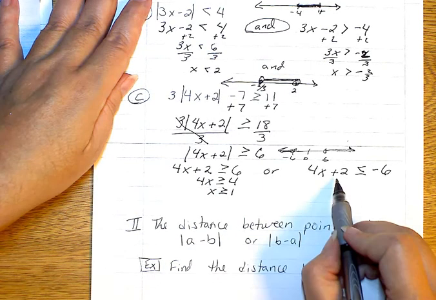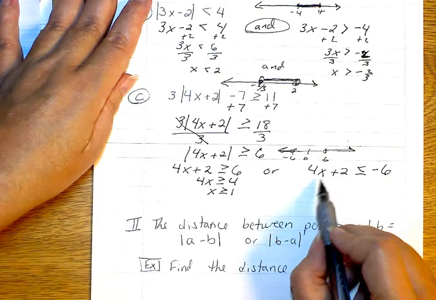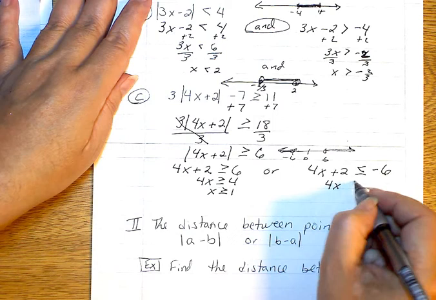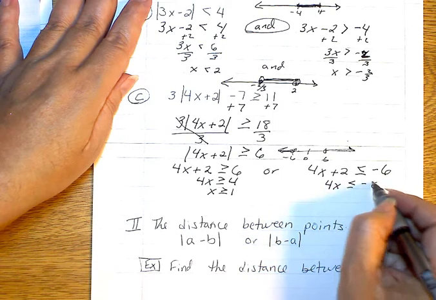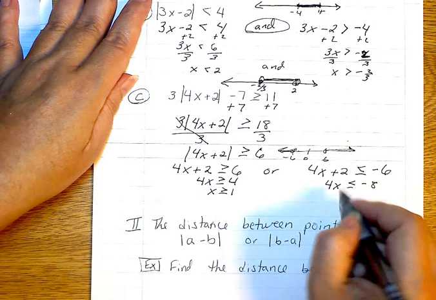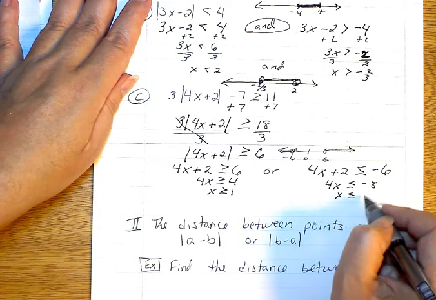Over on this side, what do I have to do first? Subtract 2. So I have 4x is less than or equal to negative 8. Then what? Divide by 4. So x is less than or equal to negative 2.